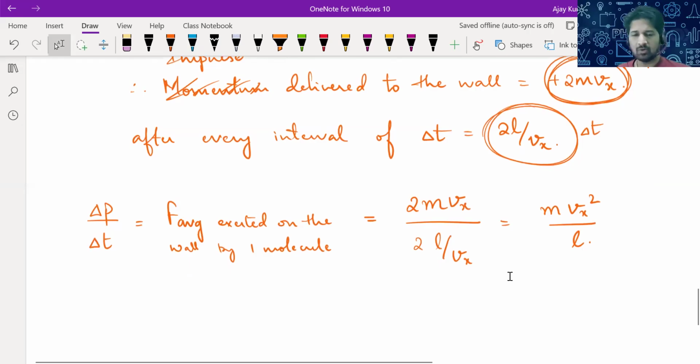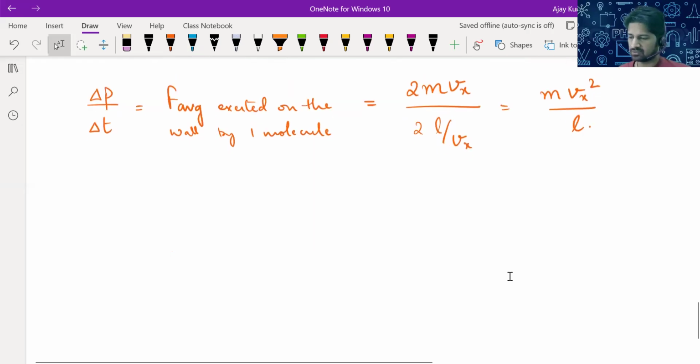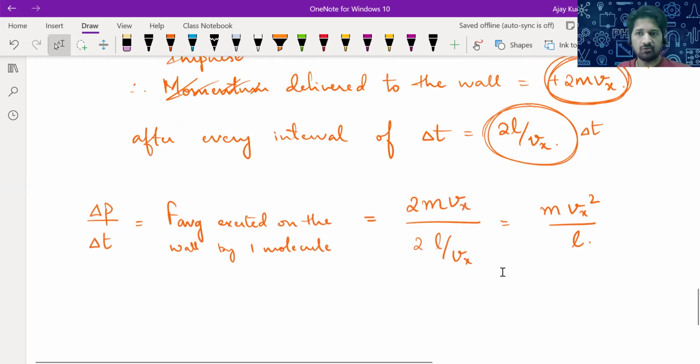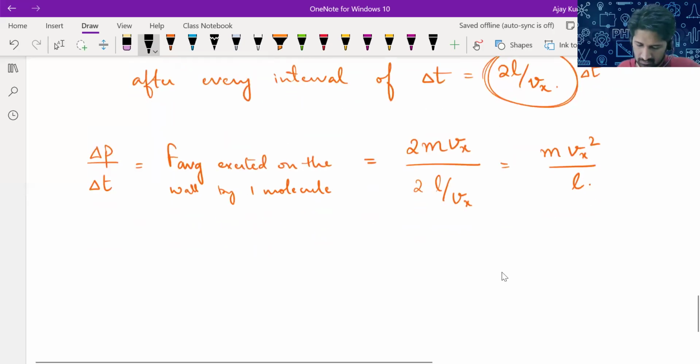Now, if one molecule is exerting this much force, it's not just that one molecule which hits the wall of the container and creates a pressure on it. No, other molecules also will be hitting it. So we have to consider the force exerted by all the molecules on this wall of the container. Let's consider the force exerted by all molecules.